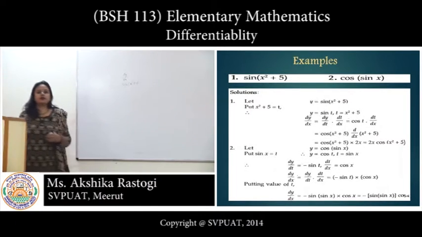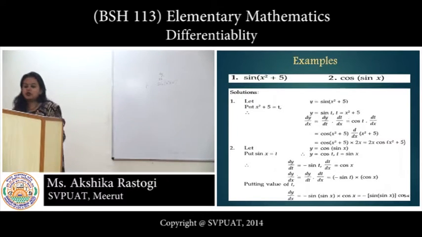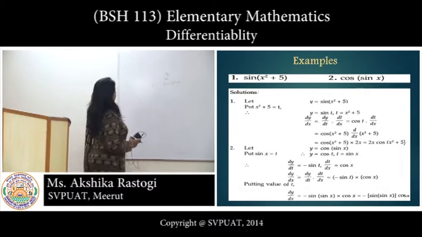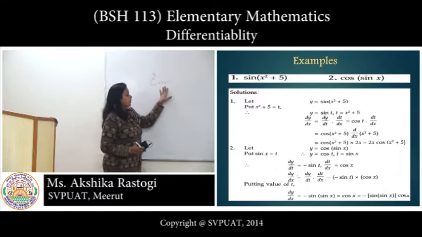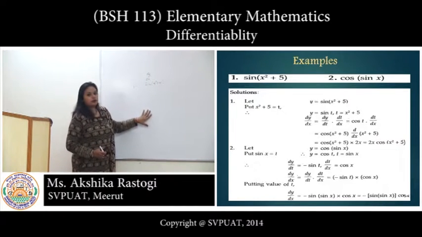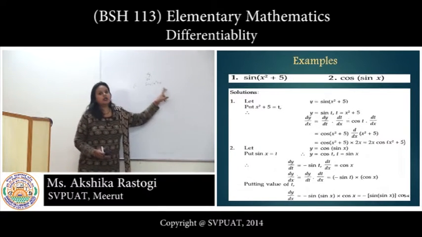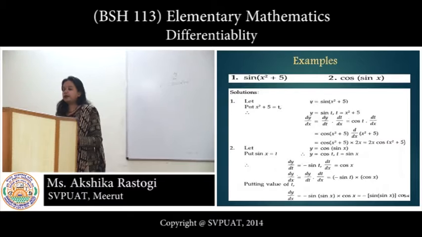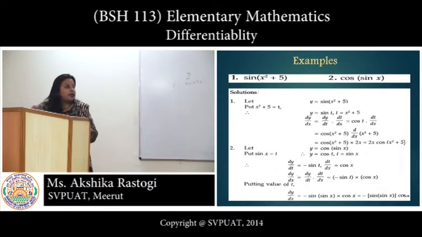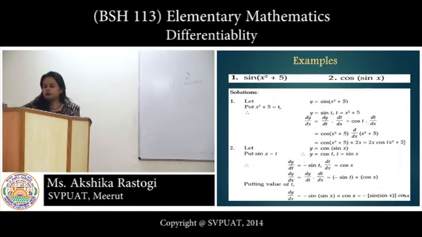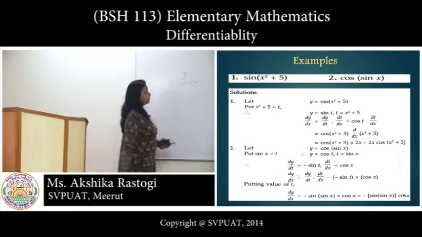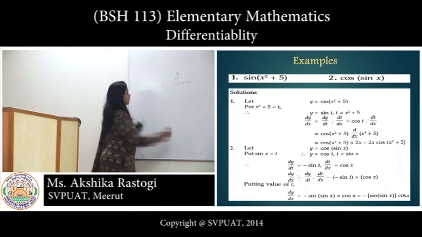Sin(x square plus 5). As we can see, it looks like a composite function, because here it should be sin x. What we learn from the formula is the differentiation of sin x only, but here it is given sin(x square plus 5), which means we have to do some extra work. We can solve it by applying the chain rule.